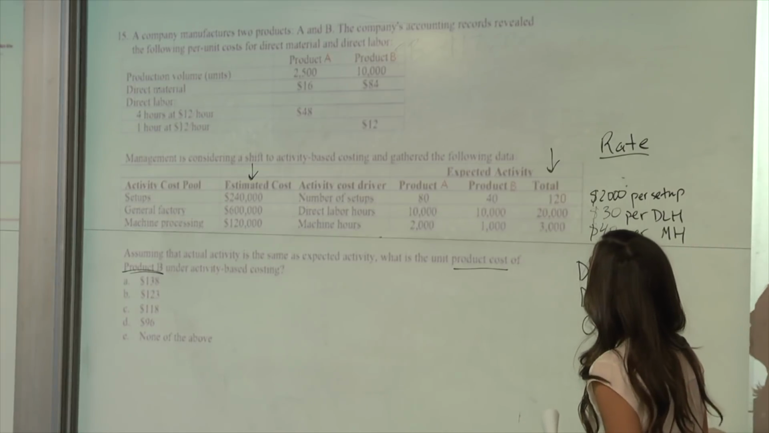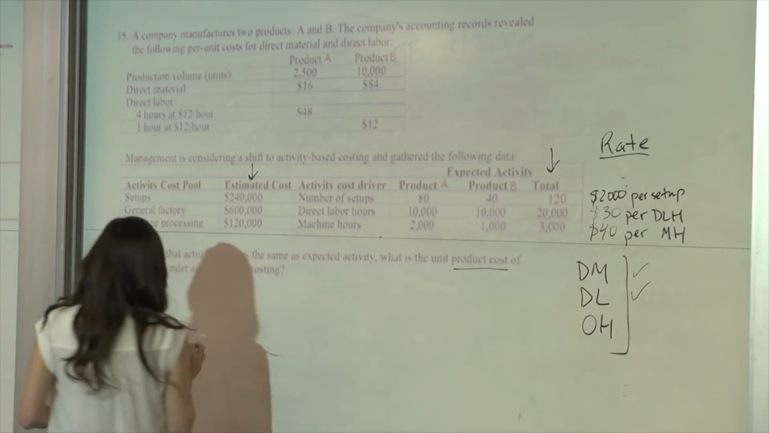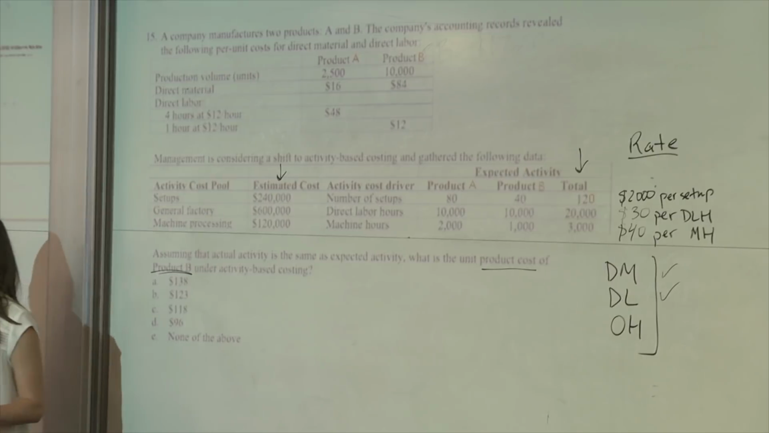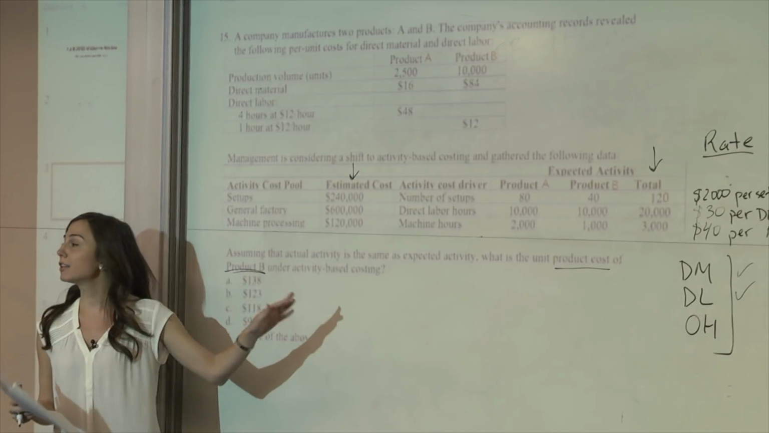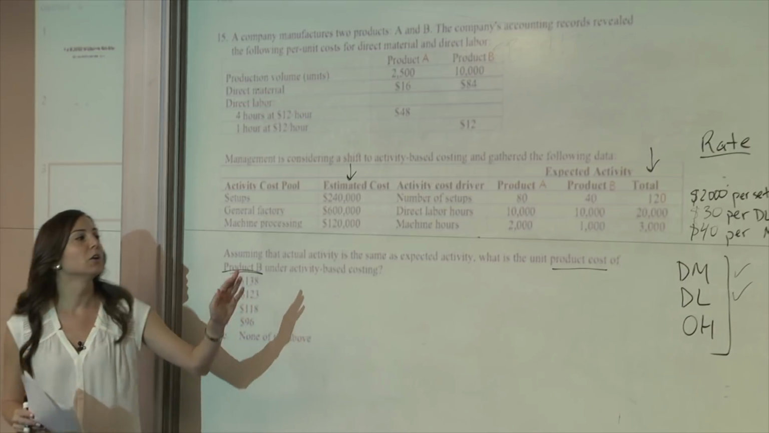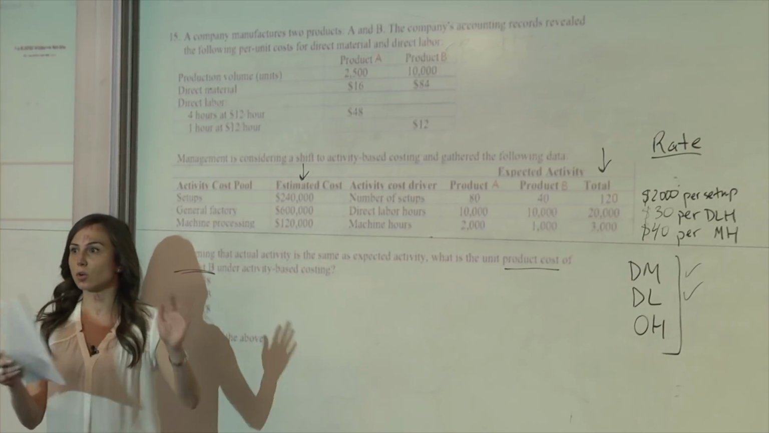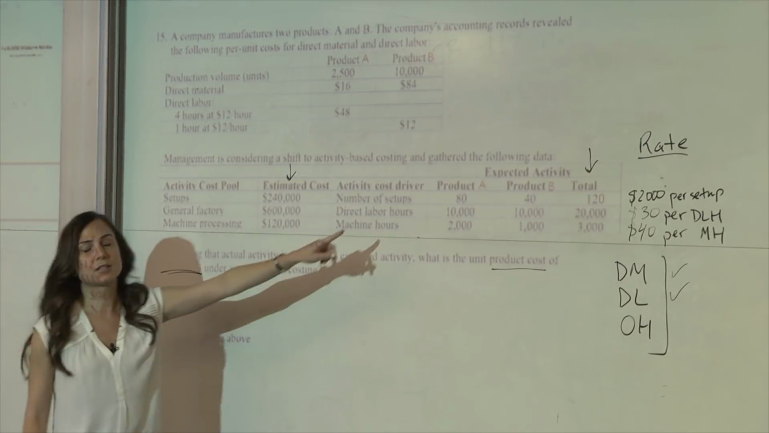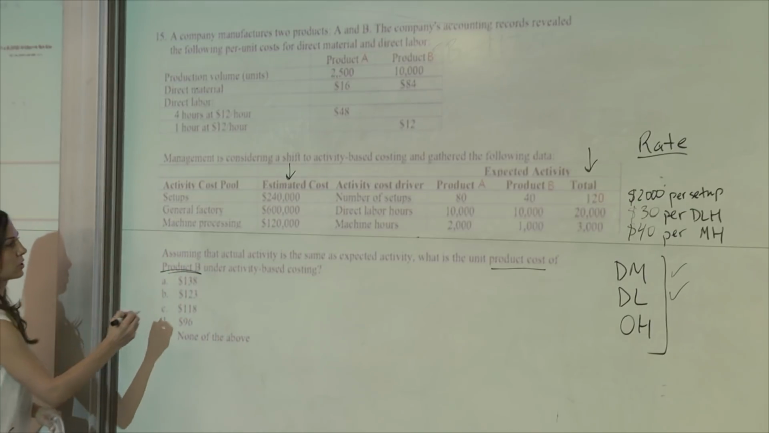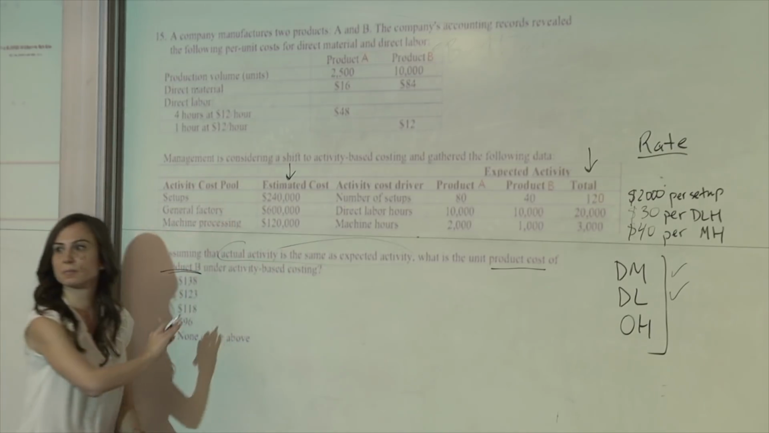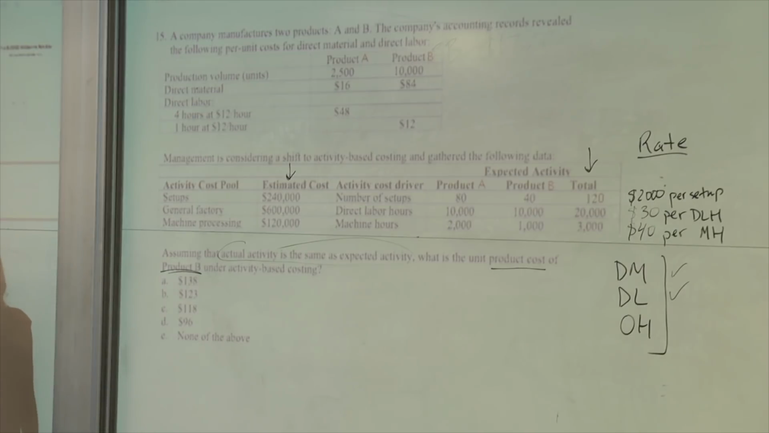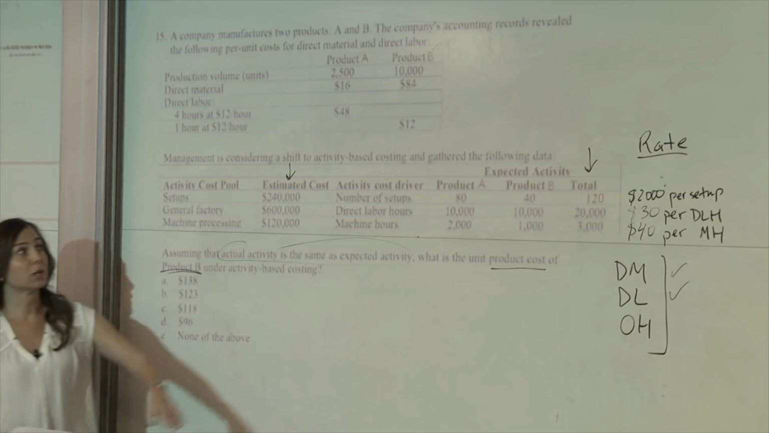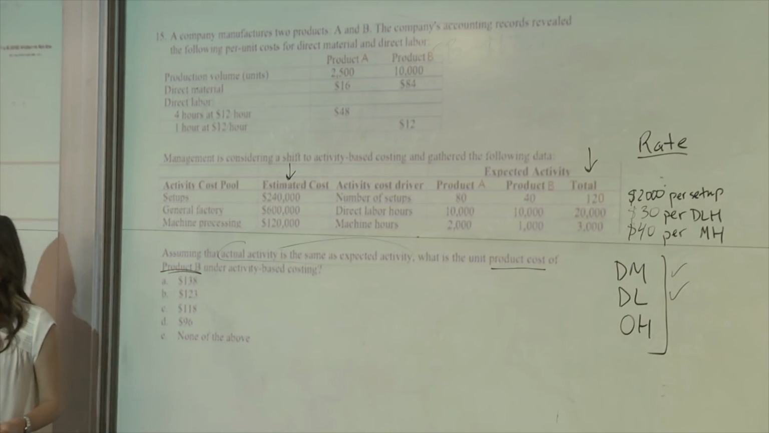And what we do, this is the same thing as what we do when we're using just one predetermined overhead rate, is to actually apply the overhead for a given product, we multiply this overall rate times the actual activity. So here we see it's expected activity, so where's the actual? The question specifies that actual activity is the same. So we're using actual activity in this calculation that I'm about to do, but it's going to be the same as the expected activity, so that simplifies things a bit.